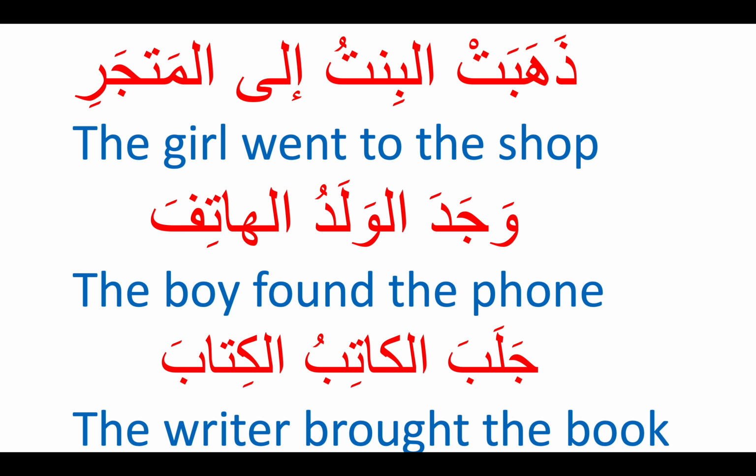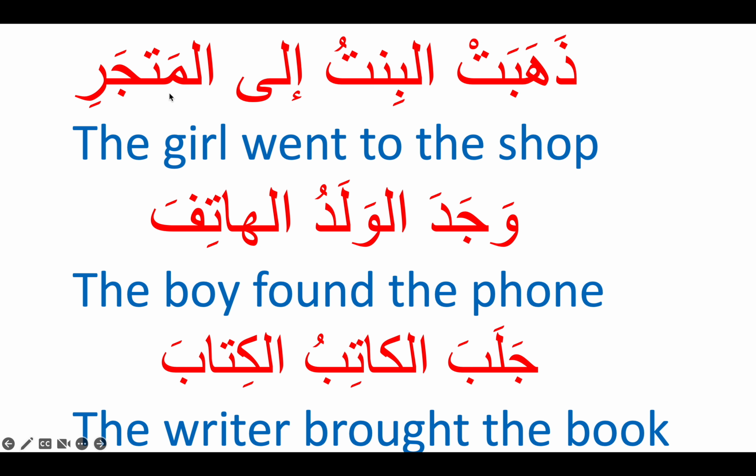ذهبت البنت إلى المتجر. The girl went to the shop. So, firstly, verb ذهبت, to go. ذهبت, she went. Subject, البنت. Now the subject in a verbal sentence is in the nominative case, so that's why it takes the dhamma. That's why the u sound on top.